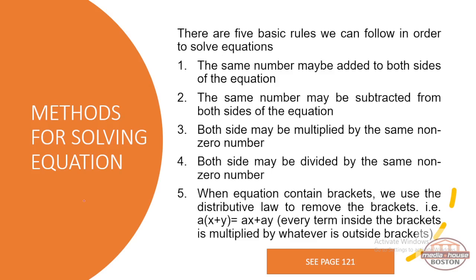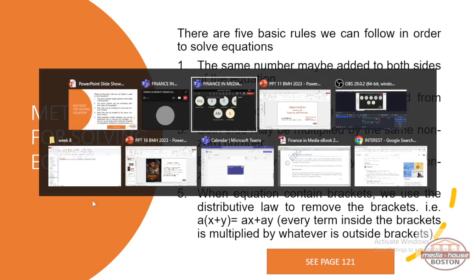So meaning that if we were to cancel the division, we're going to use multiplication. If we were to cancel multiplication, we're going to use division. The same applies when we want to cancel a negative: you're going to use a positive. So you're going to be applying the opposite. So based on the textbook, I'm just going to quickly go to the textbook.